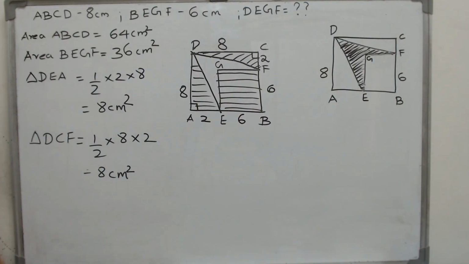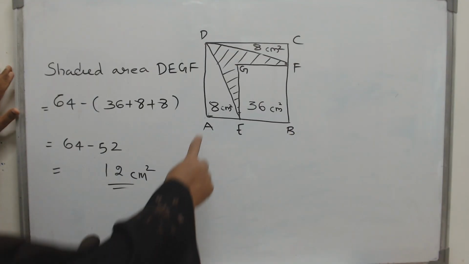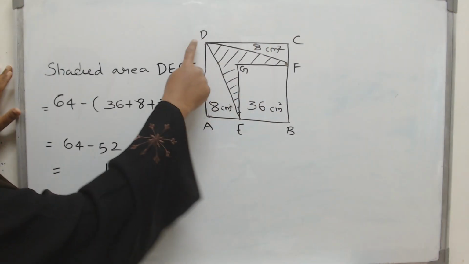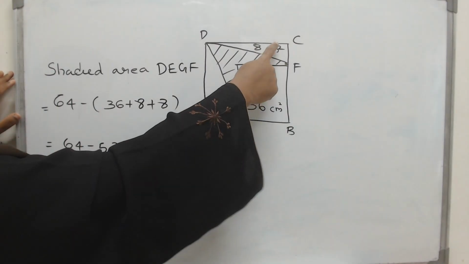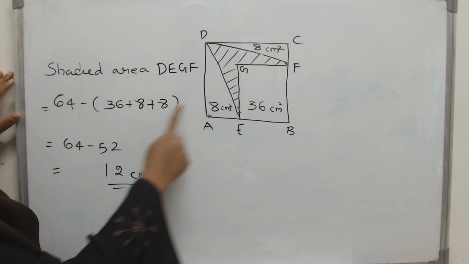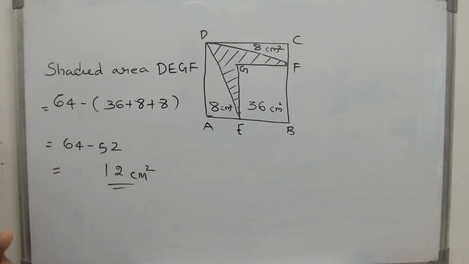Then what do you get? From the area of the square ABCD, if we remove the three regions whose area we know, what are they? The two right angle triangles and the square here. If we remove all these three regions, then what do we get? We get the area of the shaded region DEGF, which is 12 square centimeters. Now that is the answer that we were looking for.